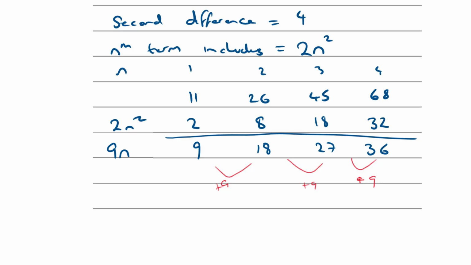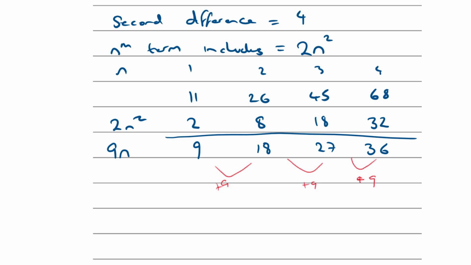Okay, so my entire sequence then is going to be 2n squared plus 9n, what I had left over after I took 2n squared away. Okay, and that is my complete sequence. Now you can always just double check this in the end by subbing in 1, 2, 3 and 4 and just check it gives you the numbers you started with. That's probably a very good idea to do. And if you do find that, you will find that you get your 11, 26, 45, 68 back again.